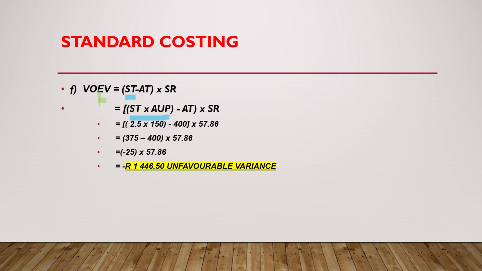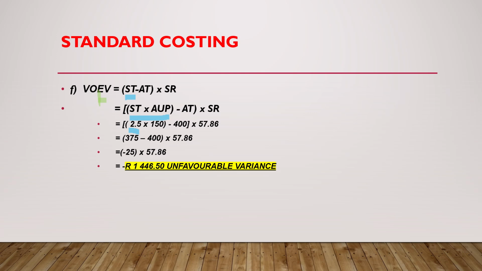Right, let's substitute with the figures. How much is our standard time? Go to standard information in your exercise. We're talking about labor. Now we have 2.5 labor hours required to produce 1 unit at a standard rate of 30 Rand per hour. So our standard time is 2 hours 30 minutes, 2.5. Multiplied by actual units produced.